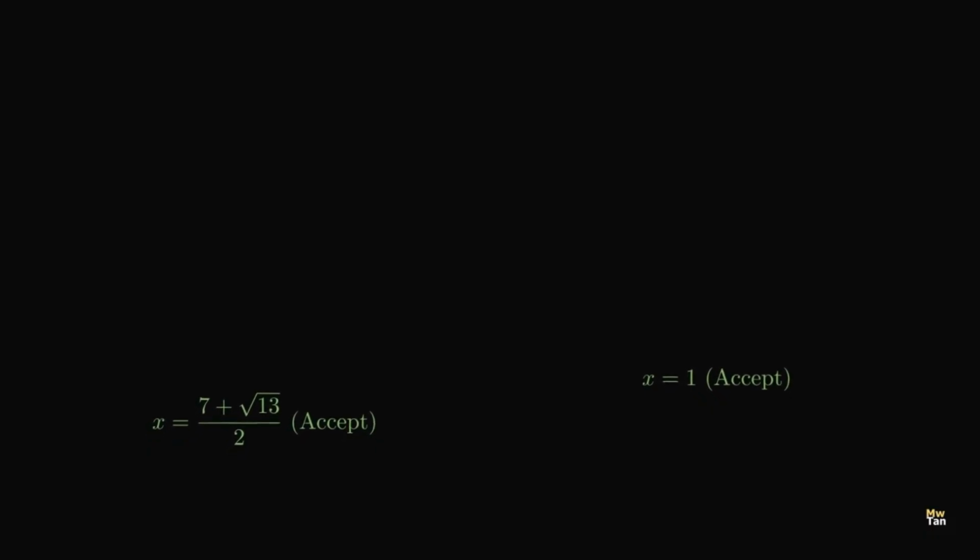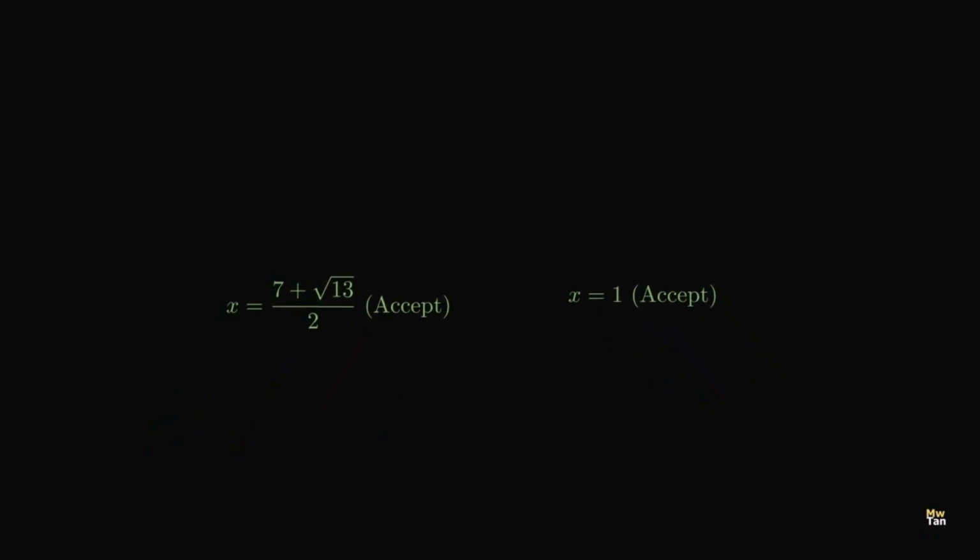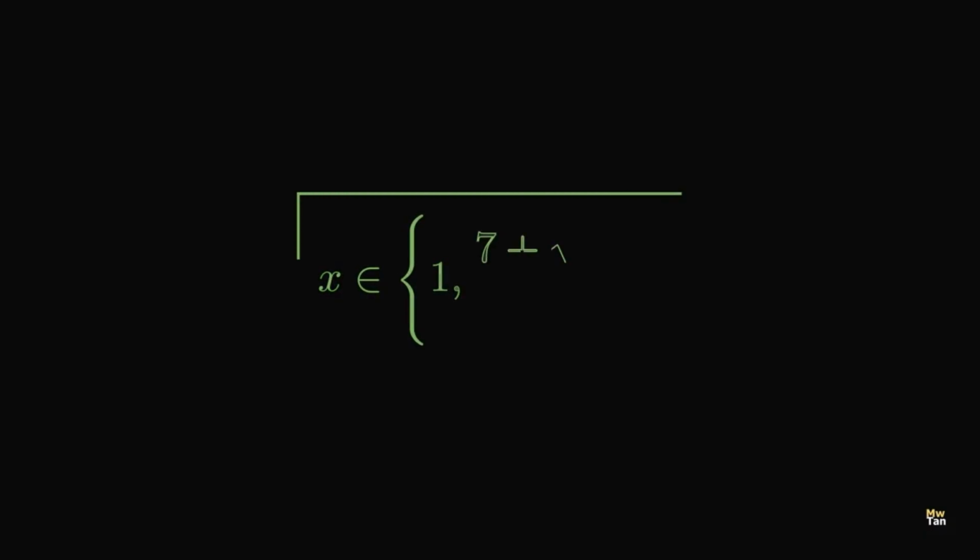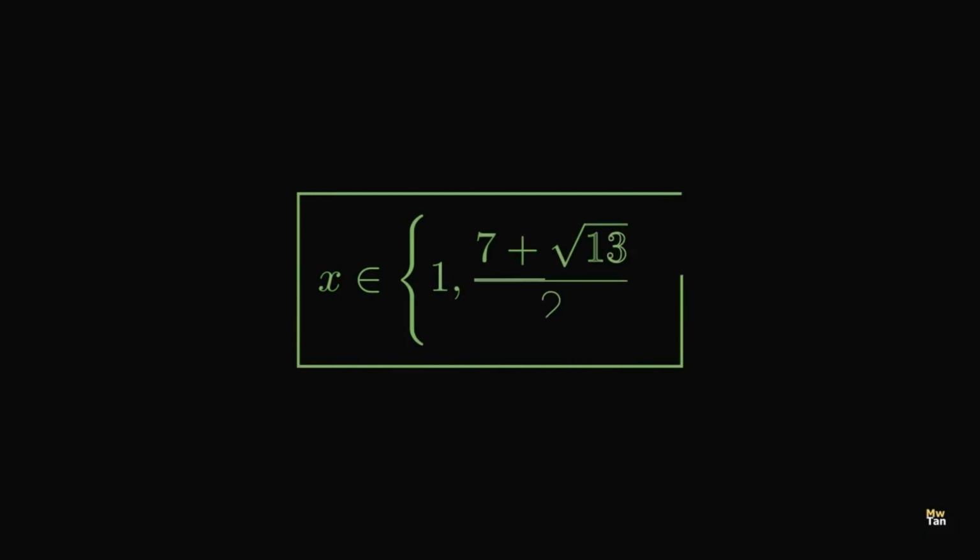Quick check with x equals 1. 1 minus 3 squared is 4. Root 1 plus 3 is also 4. It checks out. So the complete solution set is exactly 2 real numbers. 1 and 7 plus root 13 over 2.